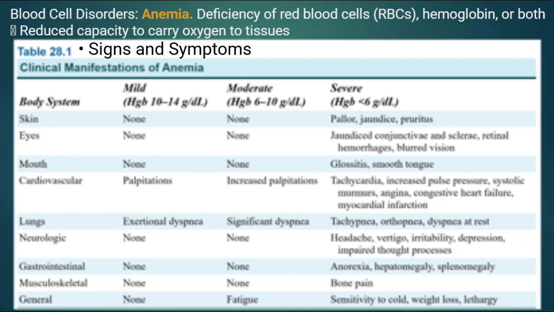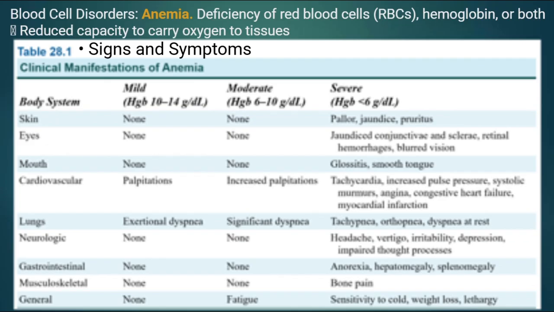On the skin, you may see pallor, jaundice, and itching. In the eyes, jaundice may extend into the conjunctiva and sclera, and blurred vision may occur. The mouth can show glossitis, which is a smooth, inflamed tongue. The cardiovascular system is heavily stressed. Tachycardia, abnormal heart sounds, angina, or even heart failure can occur.